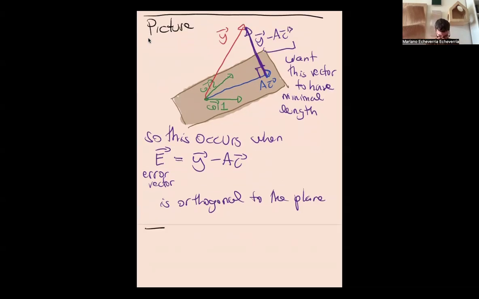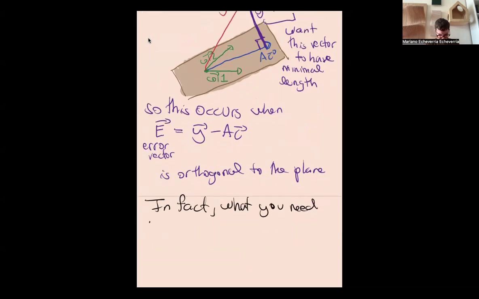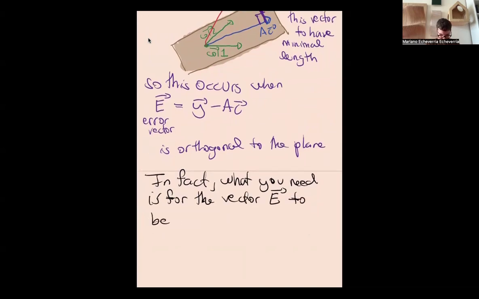In fact, it's easier. What you need is for the vector E to be perpendicular to each column of the matrix A.